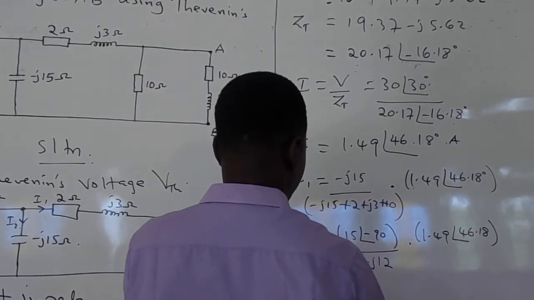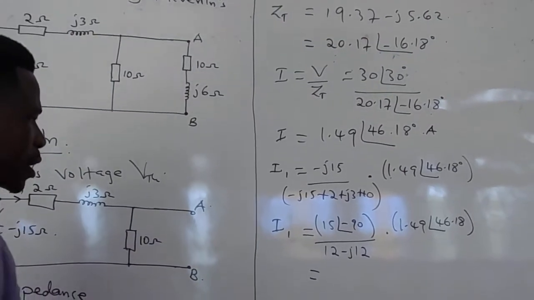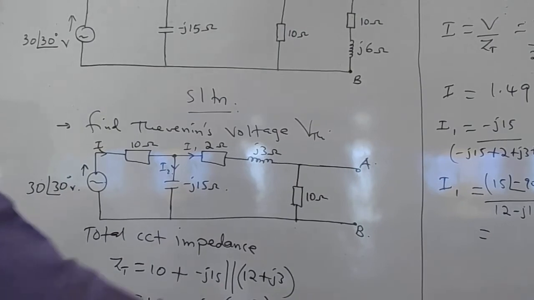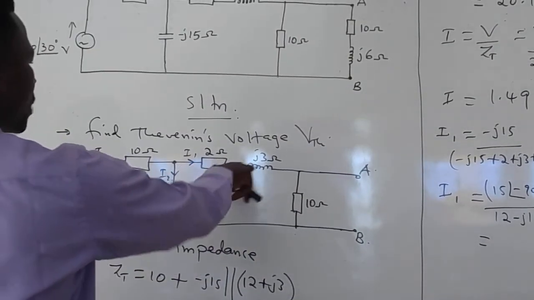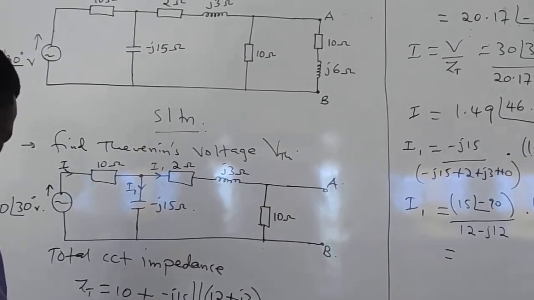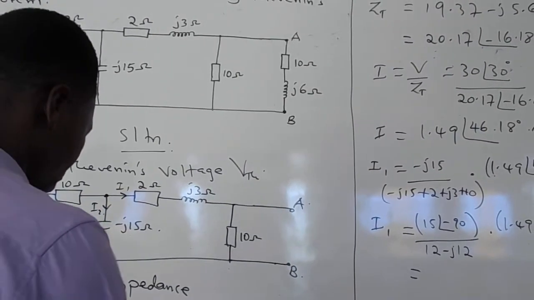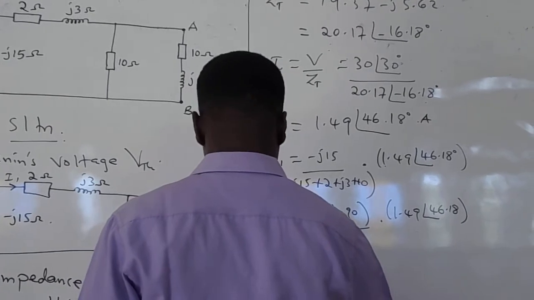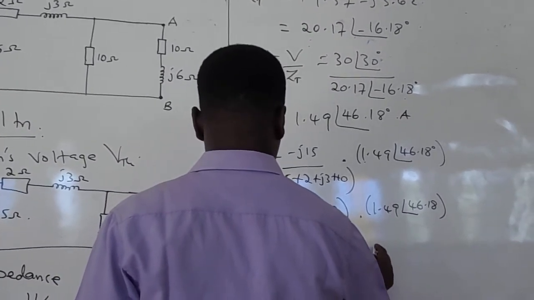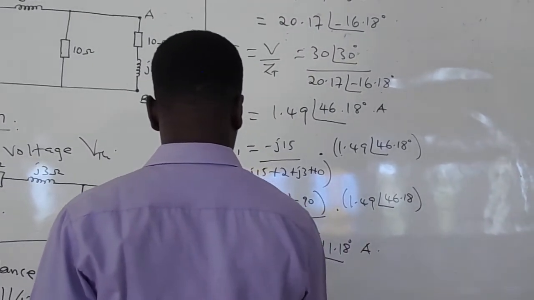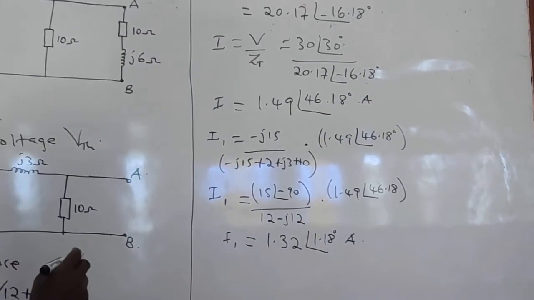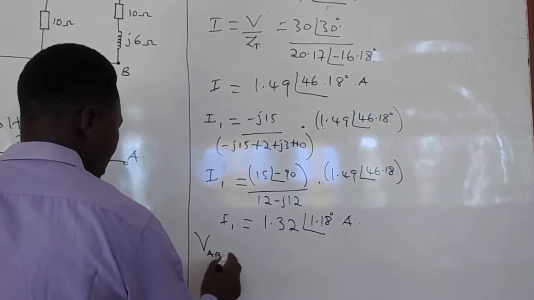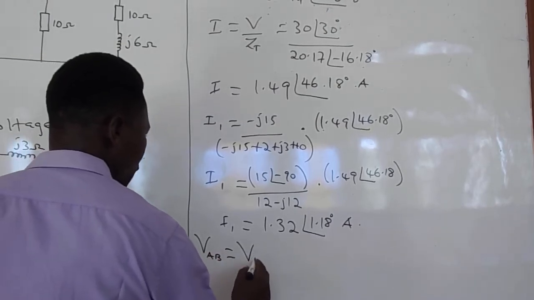times 1.49 at an angle of 46.18. So when this current is solved, it actually gives us the current across the 10 ohms, because you can see that the 10 ohms is in series with 2 plus J3. So that gives me 1.32 at an angle of 1.18 degrees amperes. That is I1.